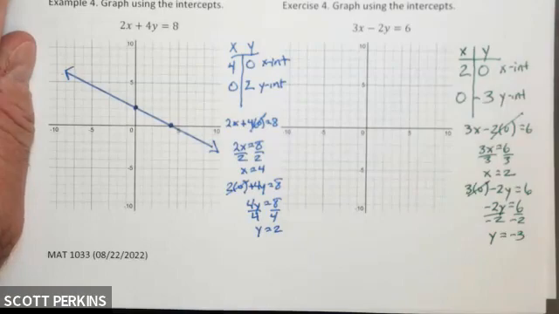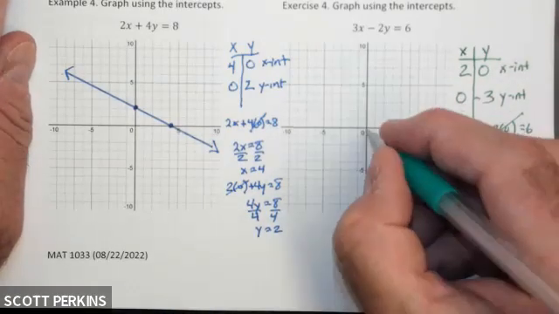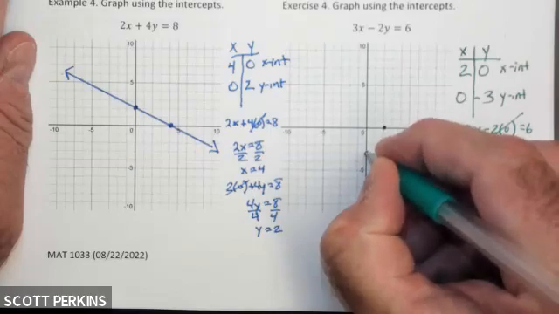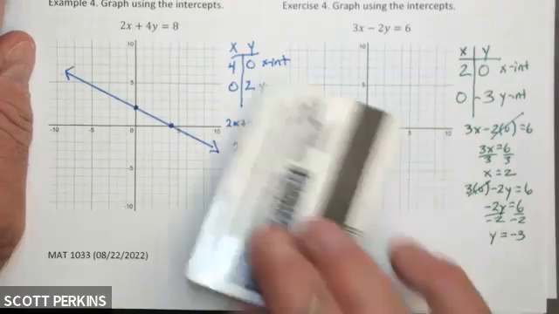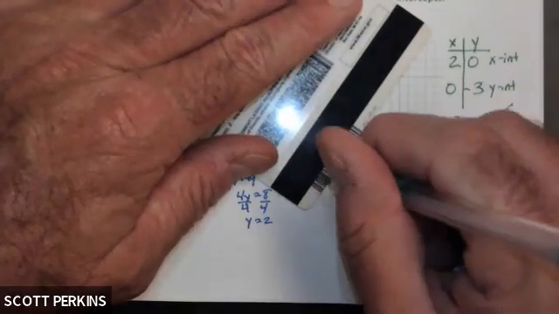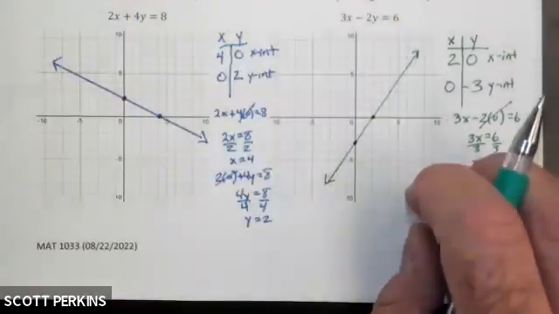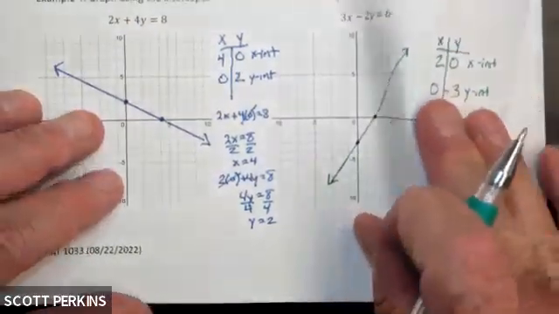That's my y-intercept. So the x-intercept is 2, 0. The y-intercept is 0, -3. There we go. And then I take my straight edge and I confidently connect those dots because I'm so happy to be in Mr. Perkins' algebra class today. Yes, exactly. You should get that.